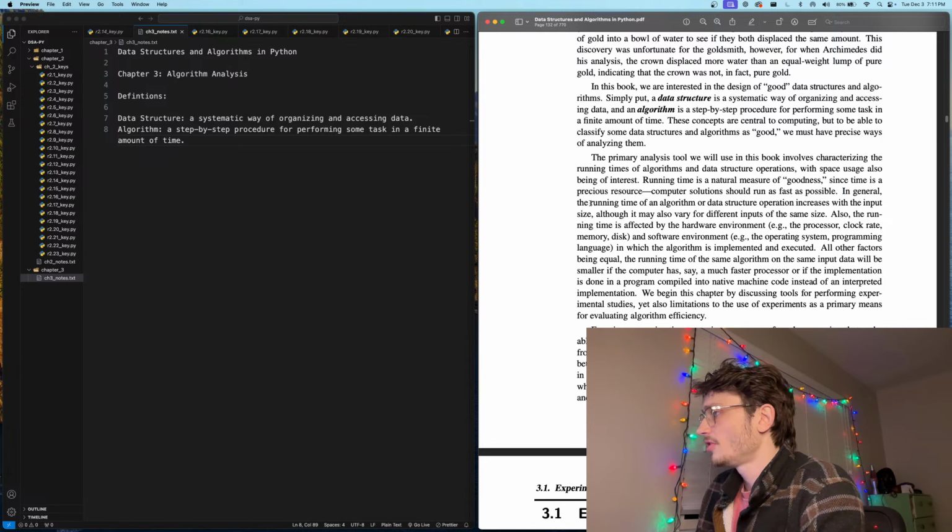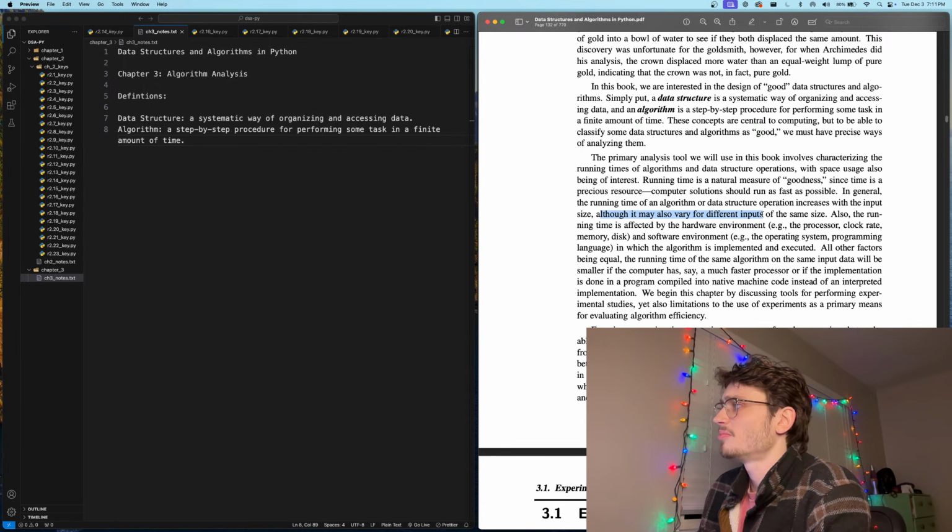In general, the running time of an algorithm or data structure operation increases with the input size, although it may also vary for different inputs of the same size. Okay, yeah, so generally as you increase input size, so does your time to process that input. But it may also vary for different inputs of the same size. Okay, so again, that's interesting.